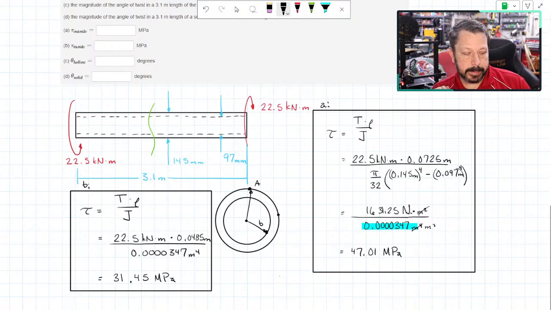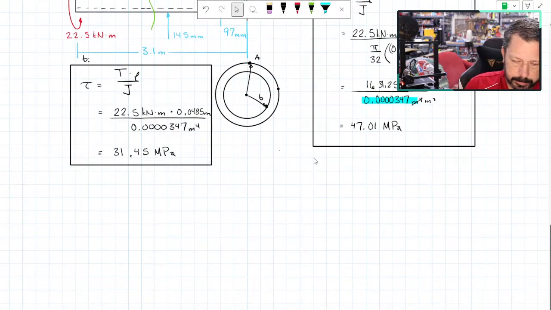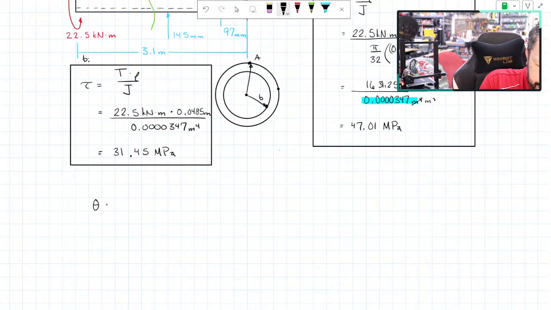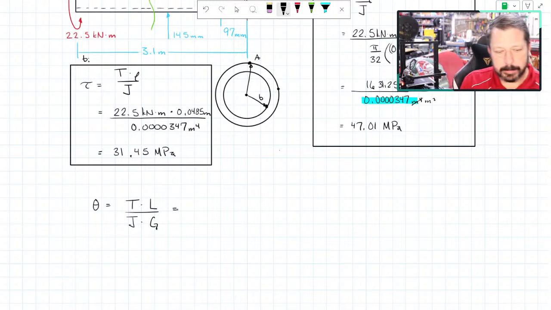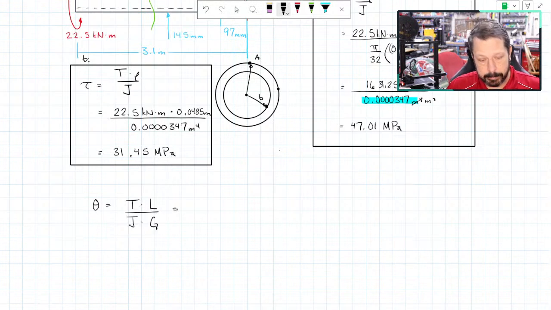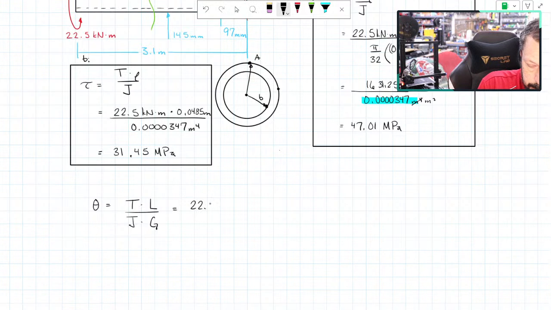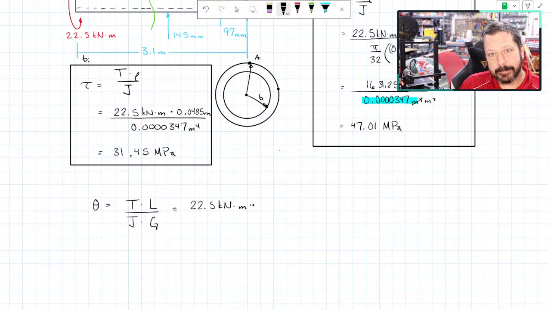We want to know how much does it twist from one end to the other if I put this 22,000 Newton meters torque on it. So let's go theta equals TL over JG. Same thing, anywhere in this whole 3.1 meters of shaft, the torque is the same. 22.5 kilonewton meters. The length, it gave me a specific length, 3.1 meters, so we'll just put that in.